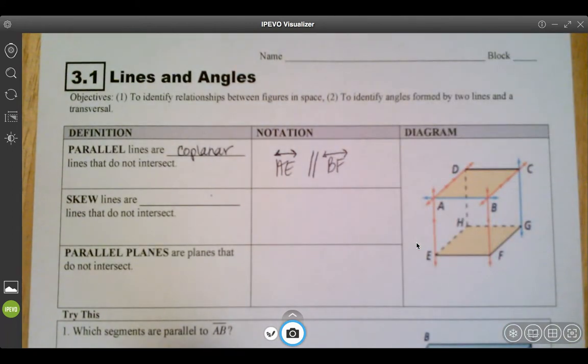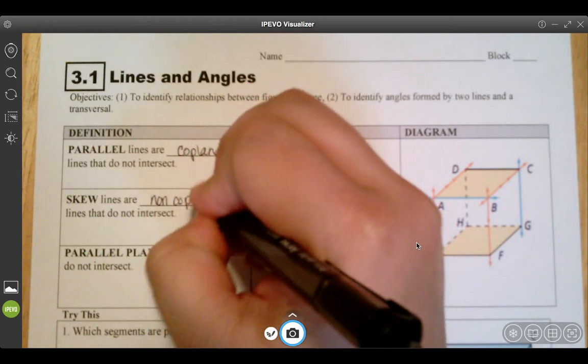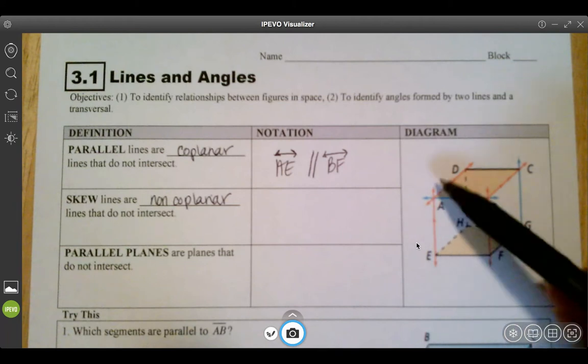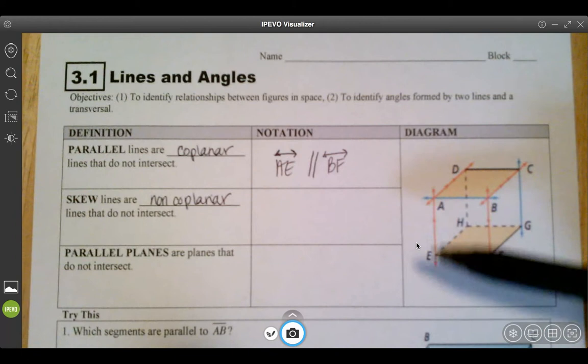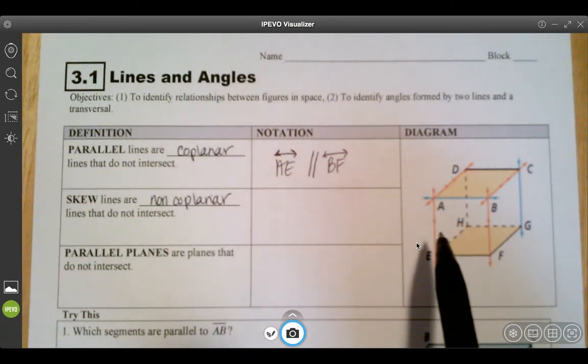Okay, now this word might be new. Skew is similar to parallel in that the lines will never intersect. However, the reason that they don't intersect is not because they're going in the same direction, but because they are non-coplanar. They're not in the same plane. So these are 2 lines that are non-coplanar and never intersect. So if I look here at line AE again, even though line AD isn't in this front face, they do share the face on the left, right? They're both in that plane.